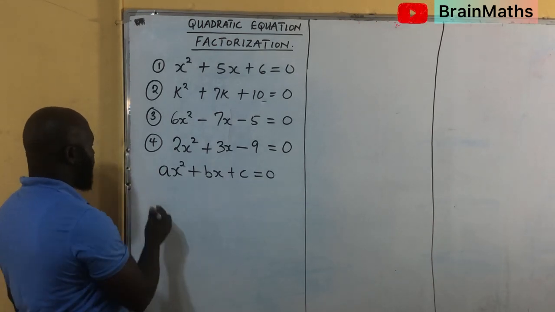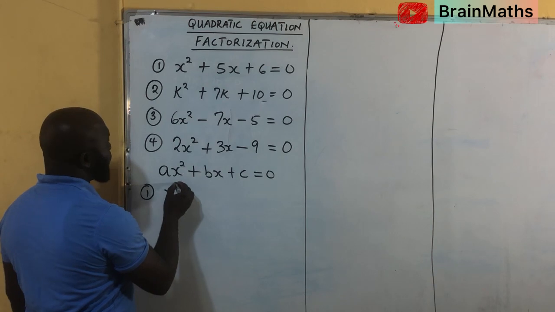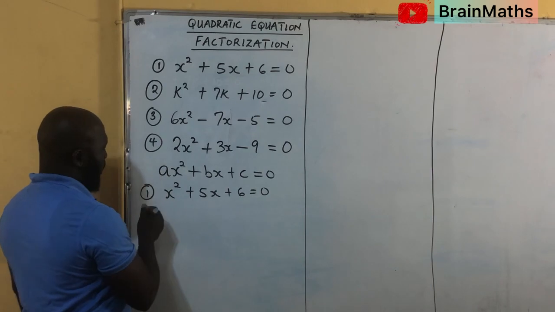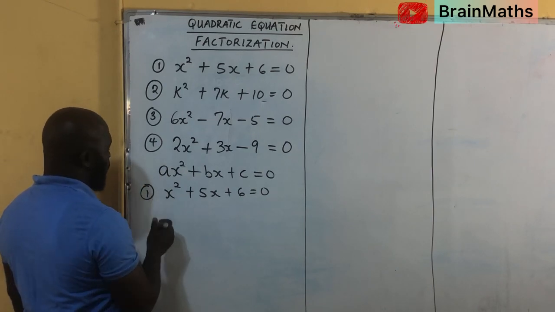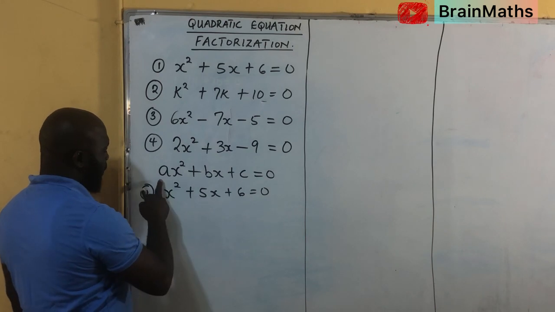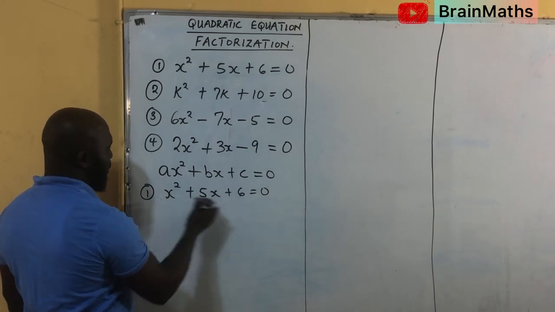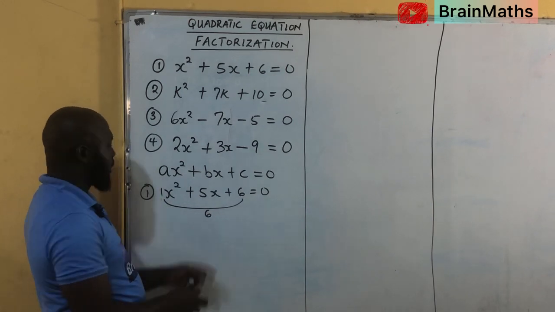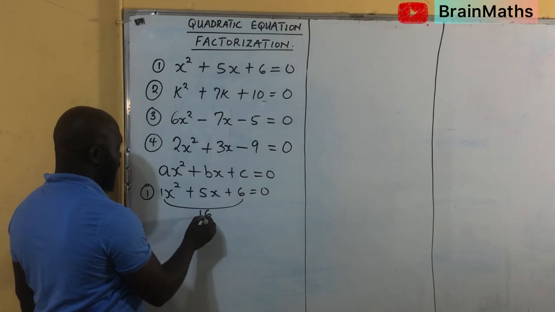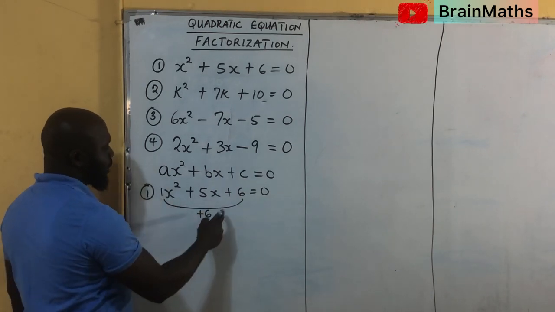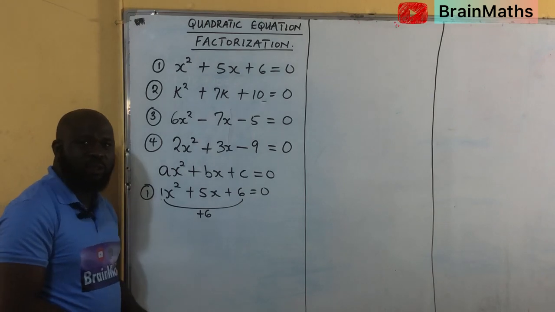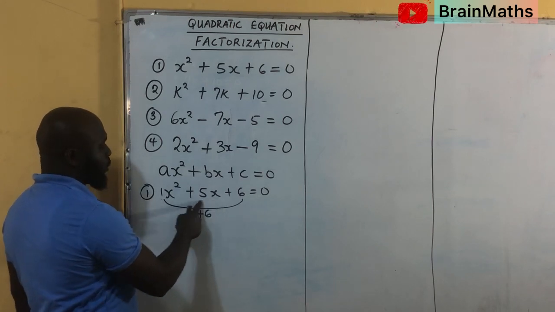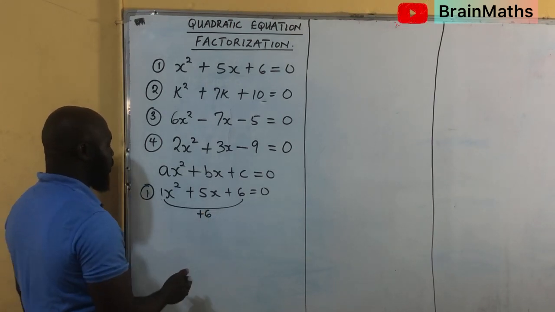Taking the first question, which is x squared plus 5x plus 6 equals 0. The coefficient of x squared in this first equation is actually 1, but it's invisible. So 1 multiplied by this 6 is going to give us plus 6. So we are going to find the factors of 6 that, when multiplied together, will give 6, and when added or subtracted will give plus 5.